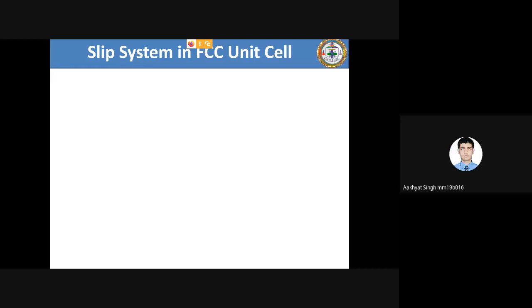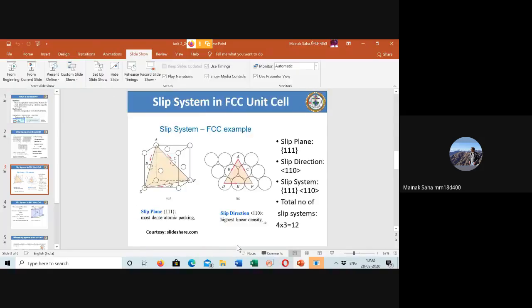Is it along the diagonal, the body diagonal? Body diagonal, for FCC, no. It's not along the body diagonal. It is for BCC. For BCC, just so I think you can do one thing.